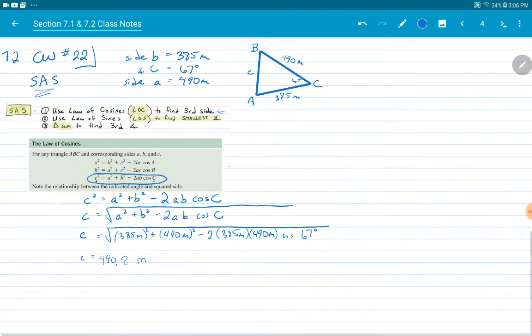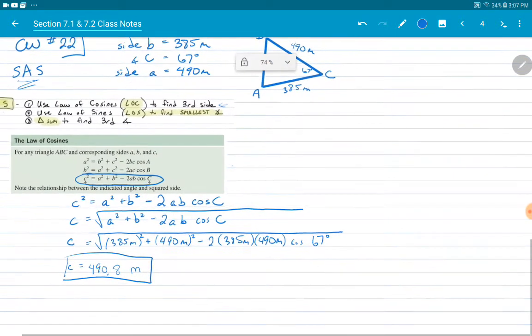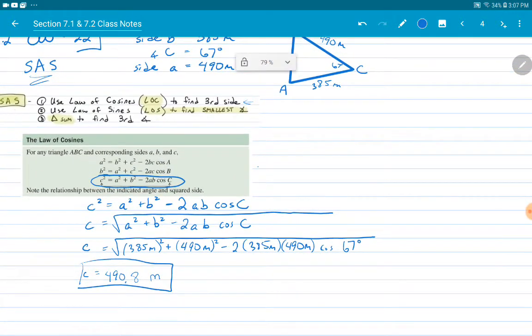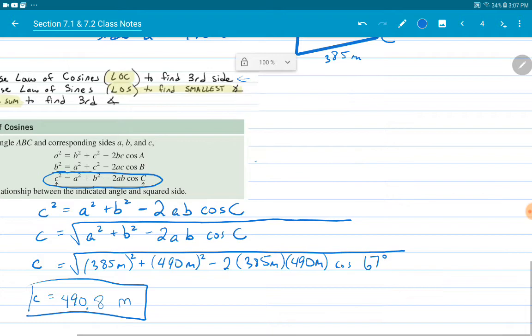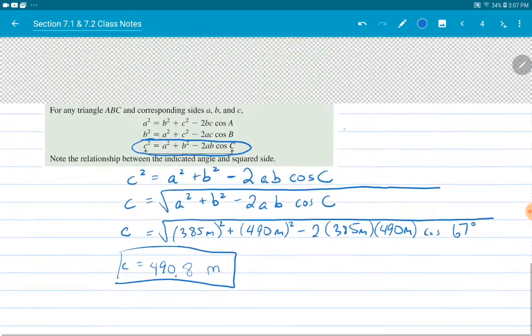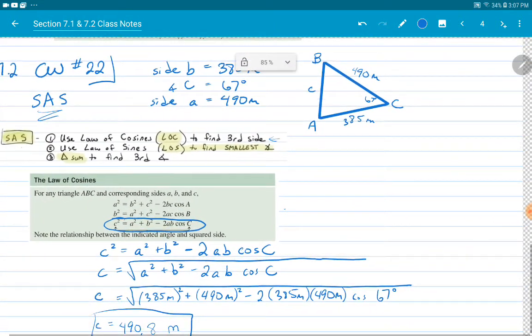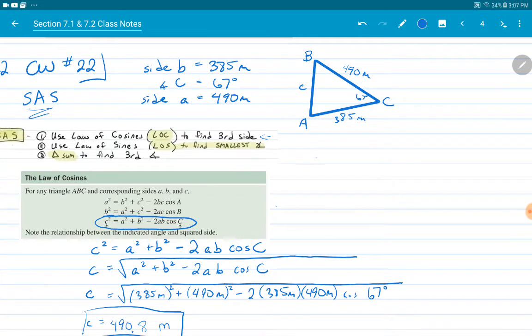So I have that side C now. Yay. But to solve the triangle, I need more than just that other side. I need, let's see, what do I need? I need everything to fit better on my screen. That's what I need. All right, I'm going to do a little solution box right here.